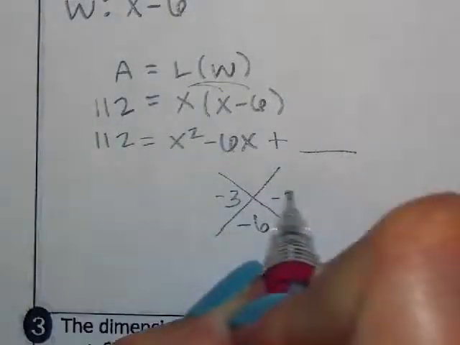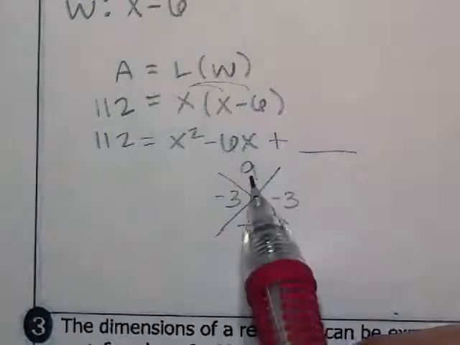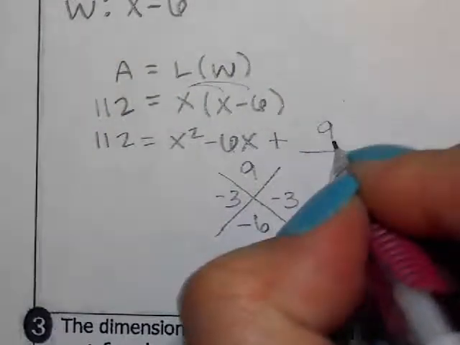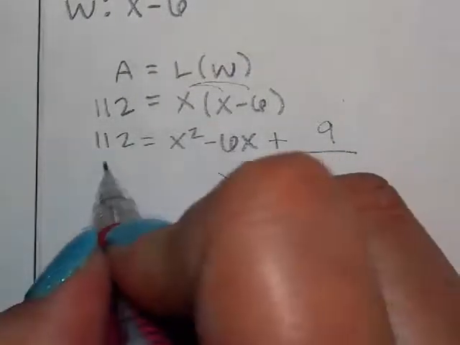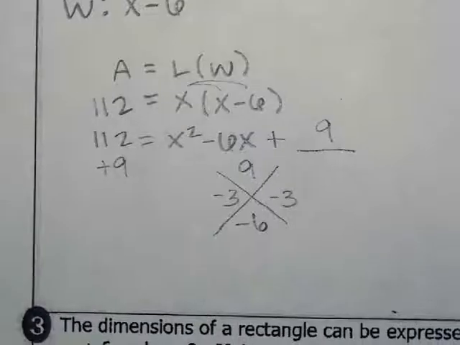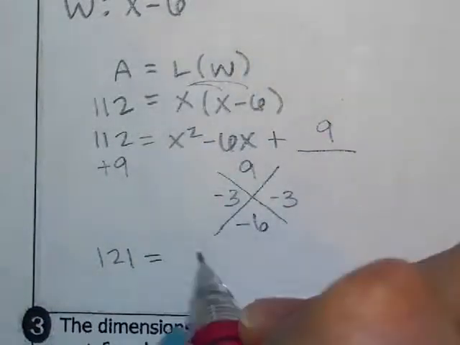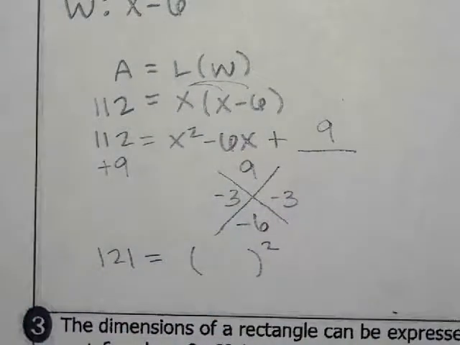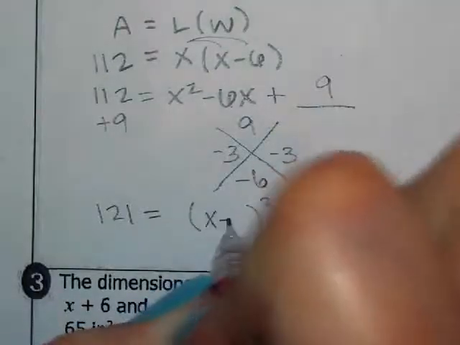Negative 3 and negative 3, okay. And what number goes on the top? 9. And if I put the 9 on the top right here, that means I've got a 9 right here. What do I have to do on the left side to keep the equation balanced? I have to put a 9 over there. And if I have a 112 and I add a 9 to it, what do I get? 121. So 121 equals, and I've got something squared. X minus 3, okay.